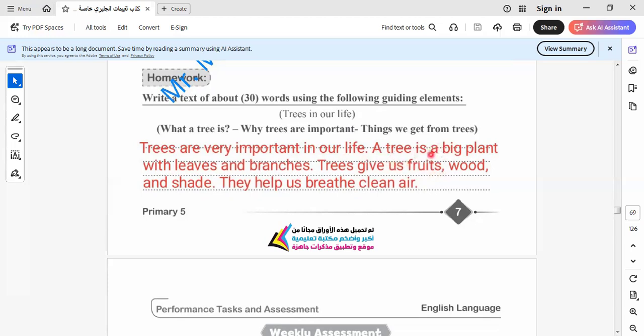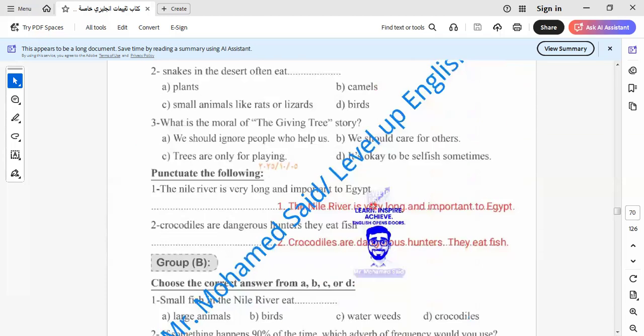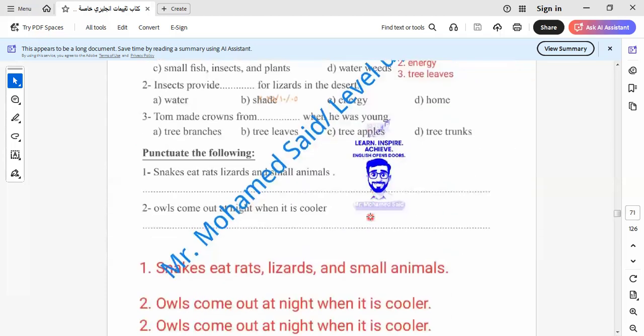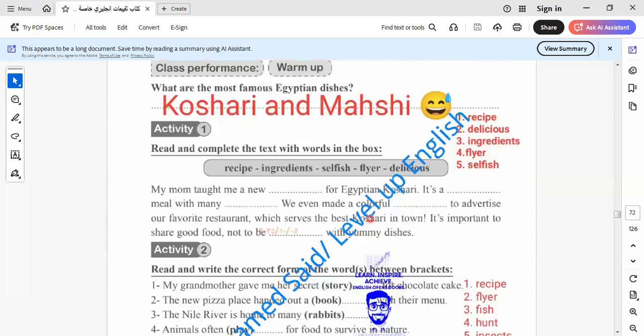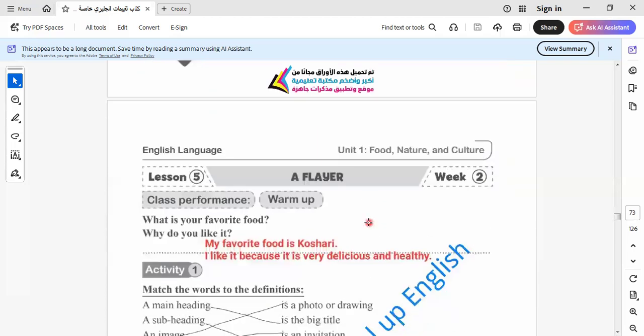Okay, so a tree is a big plant with leaves and branches. Trees give us fruits, wood, and shade. They help us breathe clean air. Okay, all this unit, these are the important items in unit 1.